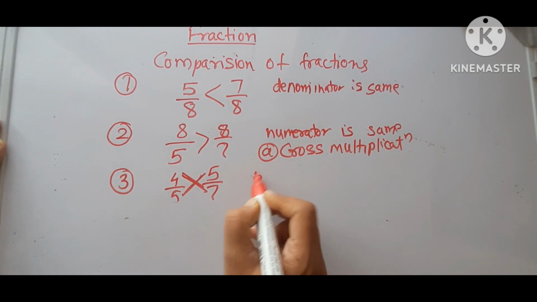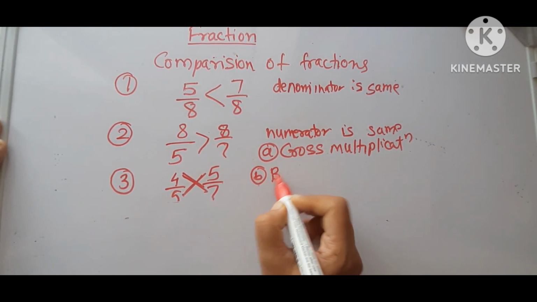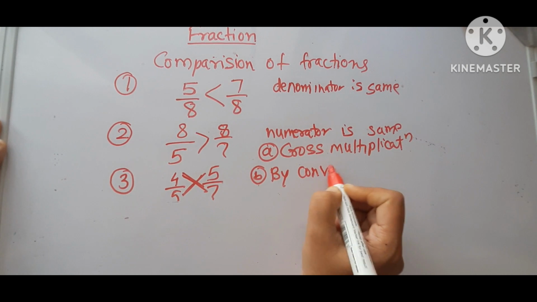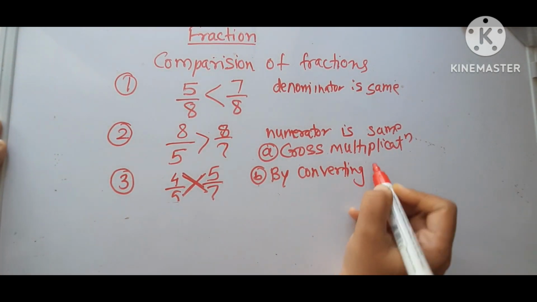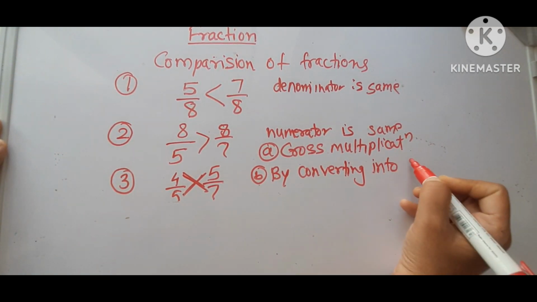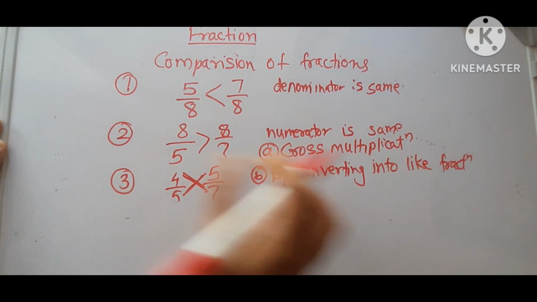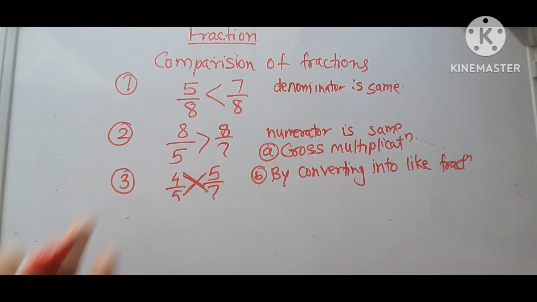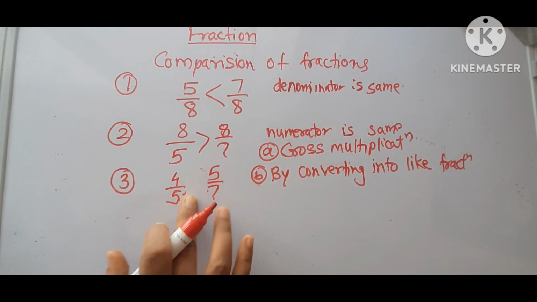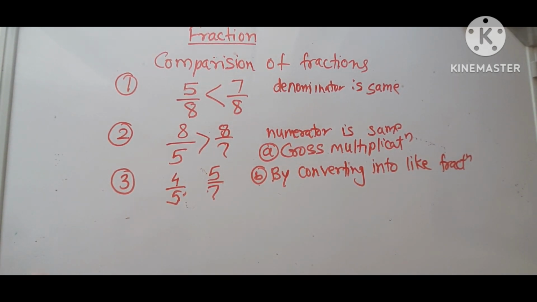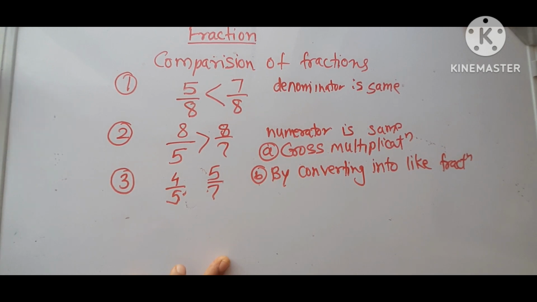The second method is by converting into like fractions. What is a like fraction? Like fractions are those where the denominators are the same. When the denominators are the same, we say that the fractions are like fractions. So in this case, to find the comparison, we'll have to convert them into like fractions.